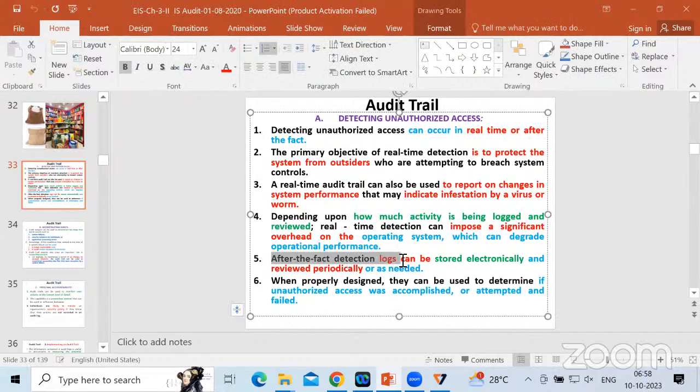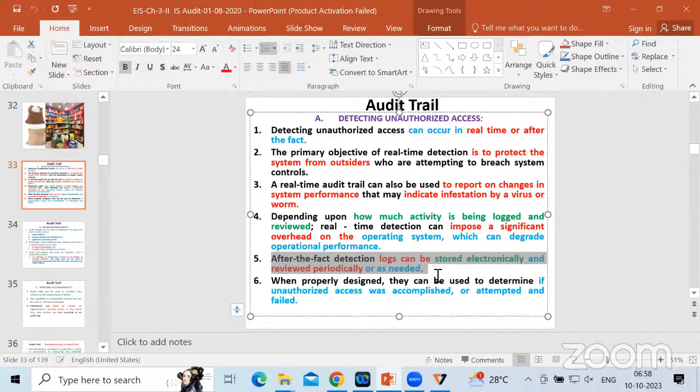After-the-fact detection logs can be stored electronically and reviewed periodically or as needed. So who is coming into our system, which applications are accessing the system, everything will be logged electronically and that can be stored separately.